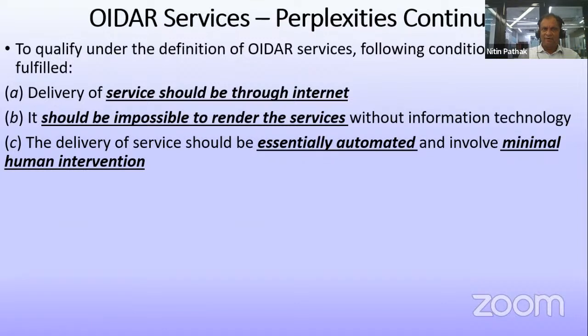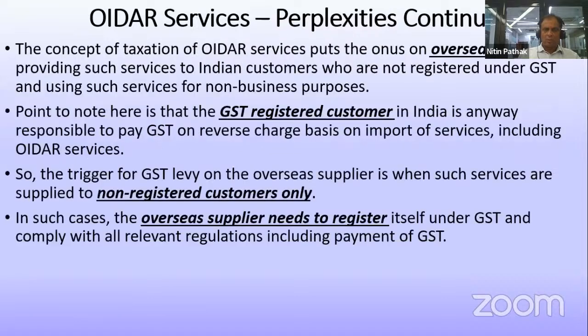To qualify for the definition, the following is needed: the delivery of service should be through the internet. It should be impossible to render without information technology. Delivery of service should be essentially automated and involve minimal human intervention. The concept of taxation of OIDR service puts an obligation on the overseas company providing such services to Indian customers who are not registered under GST and are using the services for a non-business purpose.